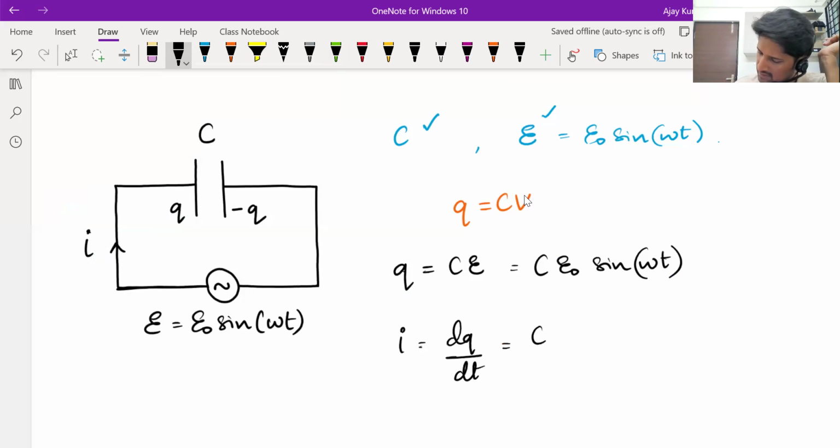You need to differentiate this equation of charge. C and E naught are constant. C is the capacitance. E naught is the peak voltage from the alternating generator. That's a constant value. So you just need to differentiate sine omega t. Can one of you tell me the derivative of sine omega t?